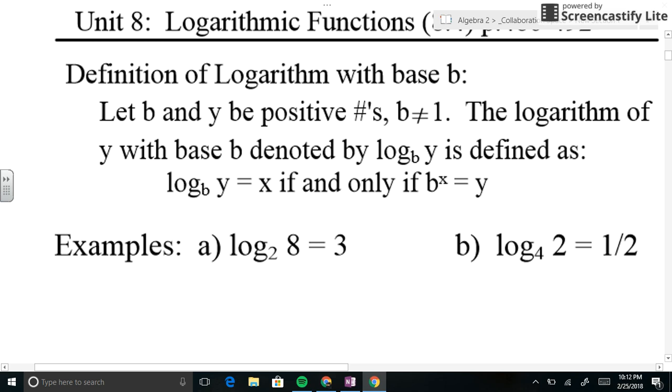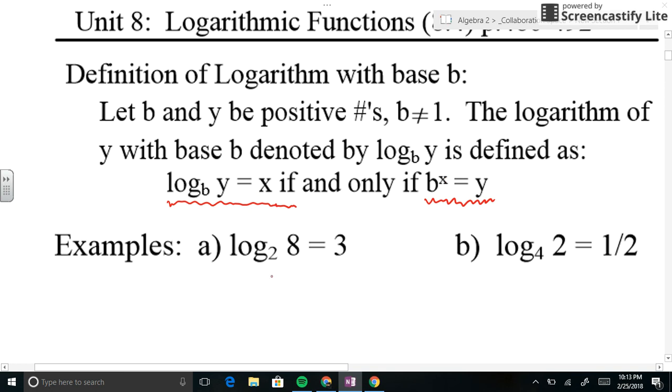To talk about logarithmic functions. All a logarithmic function is, is an exponential equation. So if you look at this last line here, log base b of y equals x, if and only if b raised to the x equals y. So basically, if we have a logarithm of base b, that's the base of the power. The y is the answer to the power, and whatever the log equals, which is x here, is the exponent.